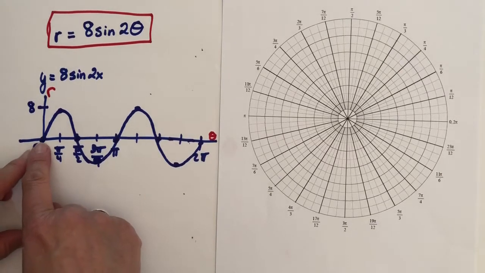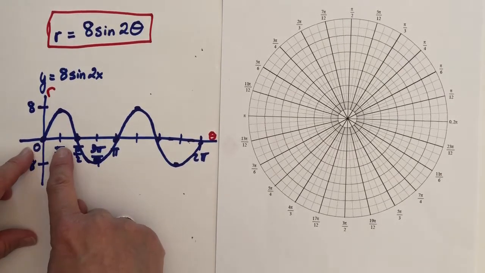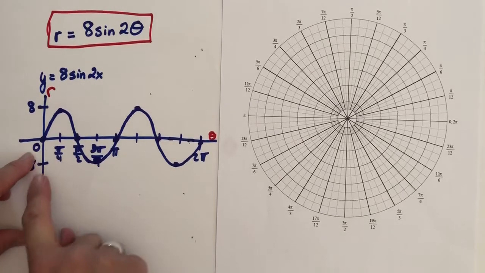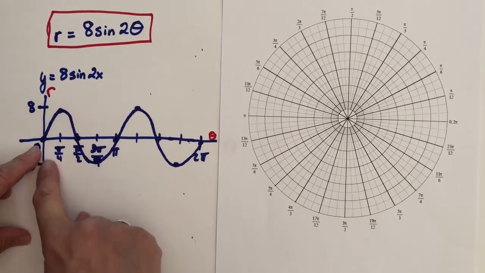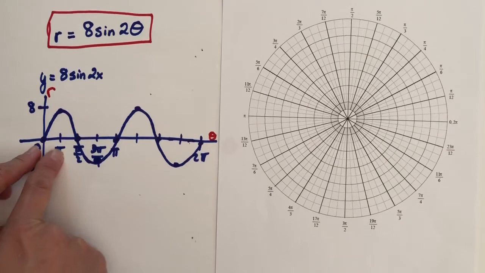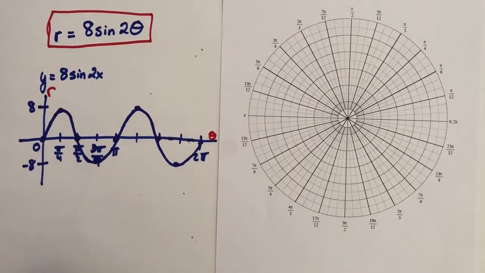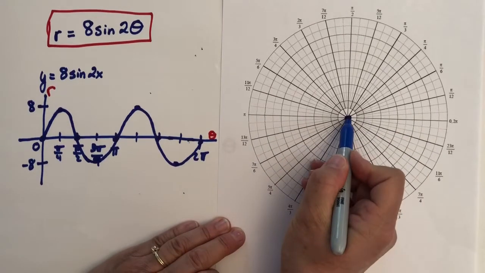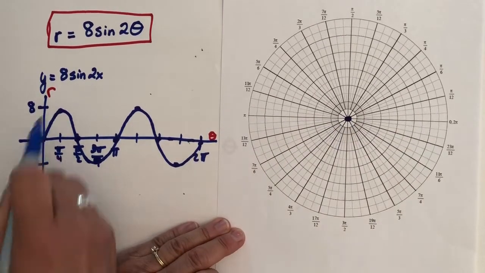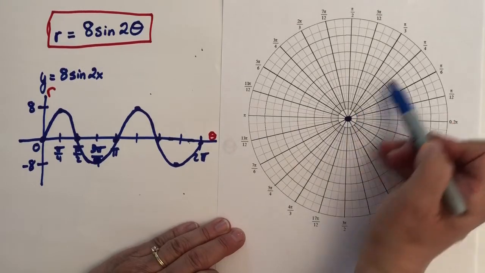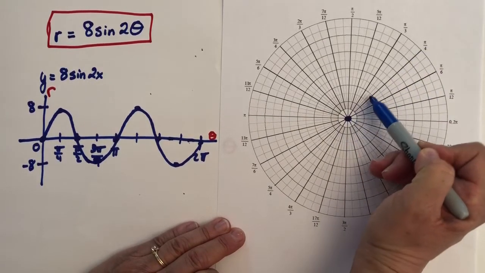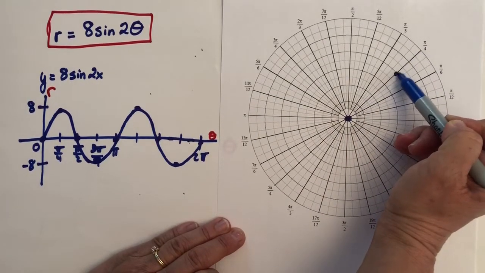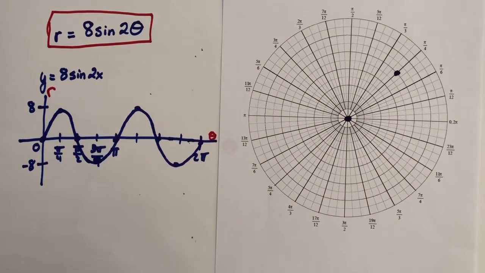It tells us that between 0 and pi over 4, the r value is getting bigger and bigger and bigger until at pi over 4, we're at 8. So the graph will start here, and at pi over 4, we'll be out at 8. So pi over 4 is here, 2, 4, 6, 8. And the r values will get bigger and bigger in between there.